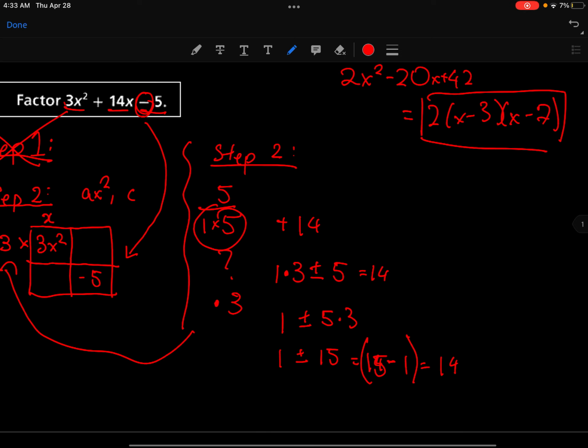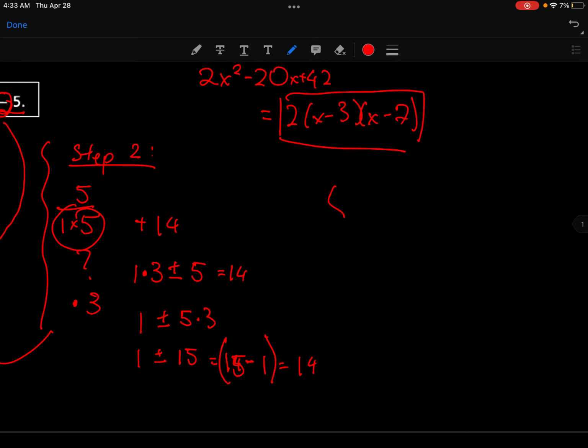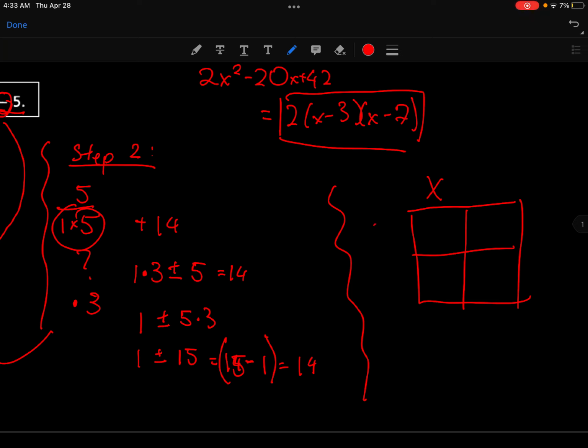Let's try it out. Now put what we just wrote down inside the box. We know this is x. This is 3x. X times 3x is 3x squared. And these two numbers together must multiply to negative 5. Now, here's a quick question. We multiplied 5 by 3. So does the 5 go here or here? Take a second to think about it. The answer should be up here.